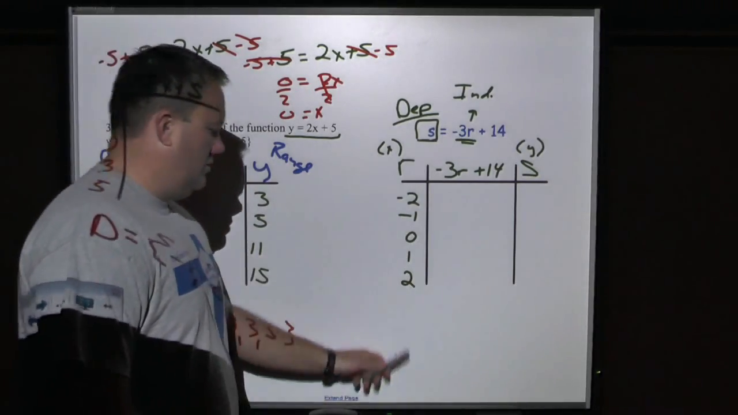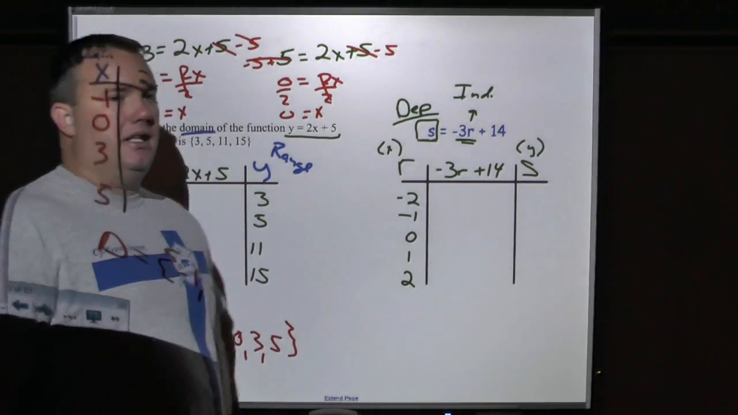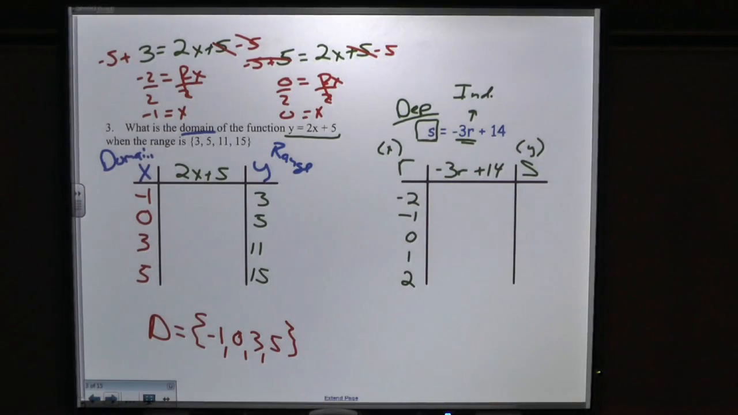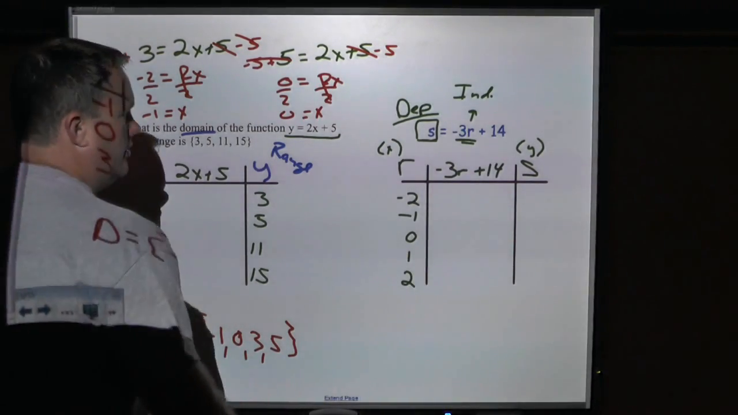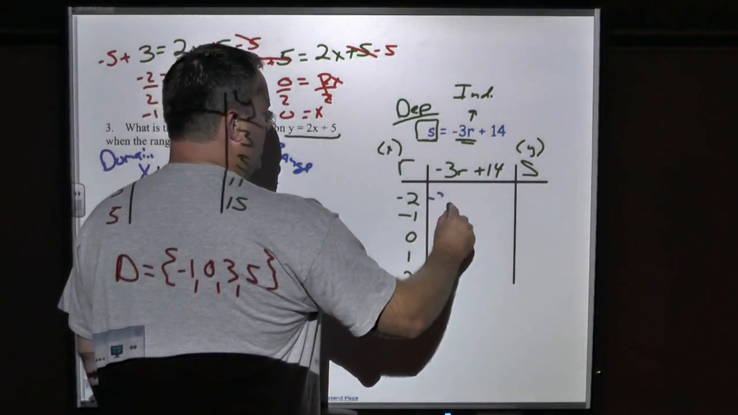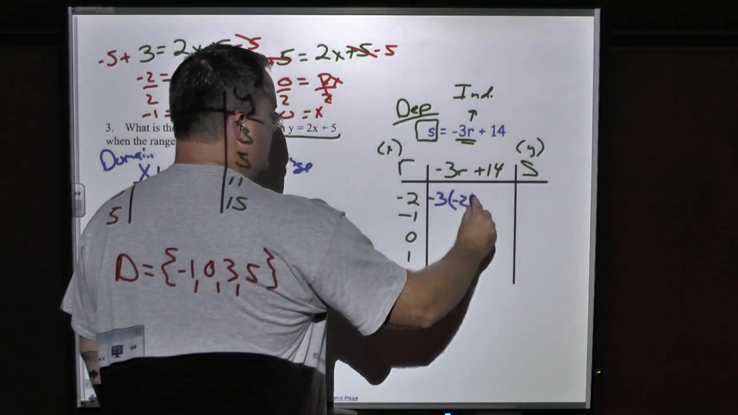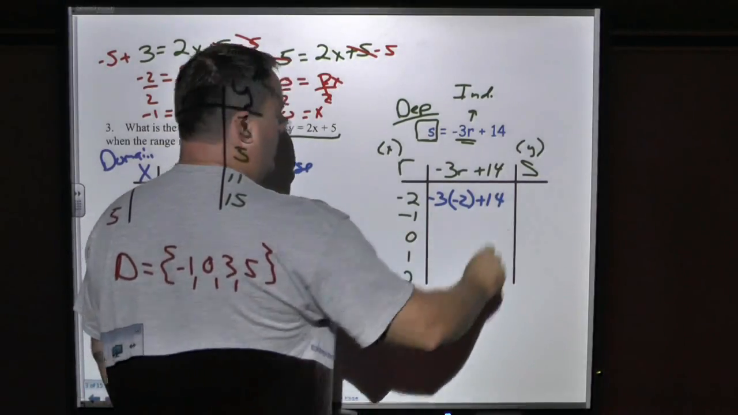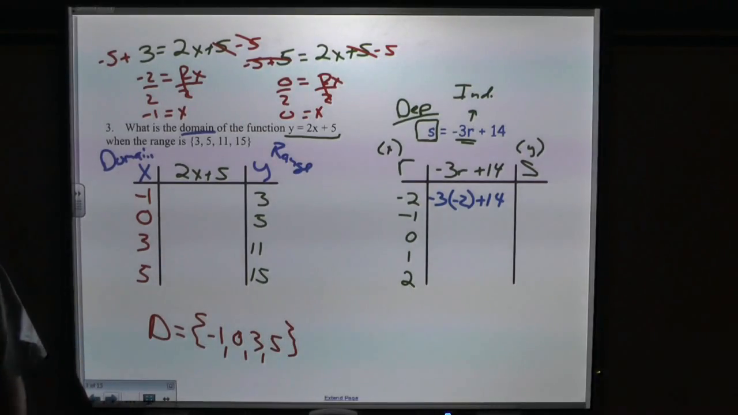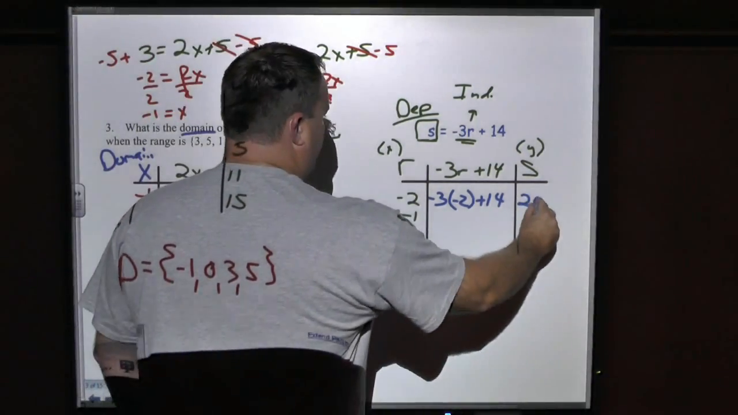Given this domain, you're able to pick your own domain: 2 negatives, 2 positives, and 0. Now you need to find the range. So at this point, we just input the value of x, which in this case for the first one is negative 2. You go through and solve this. Negative 3 times negative 2 is 6. 6 plus 14 is 20.